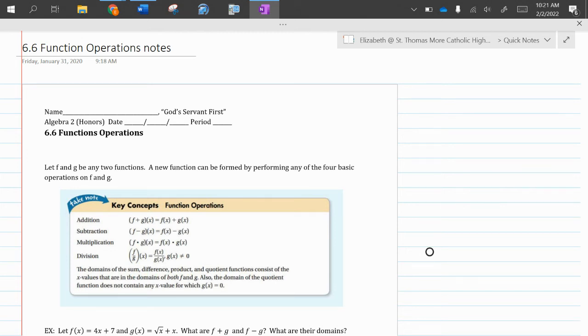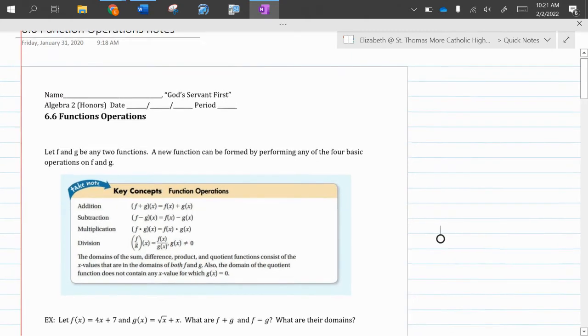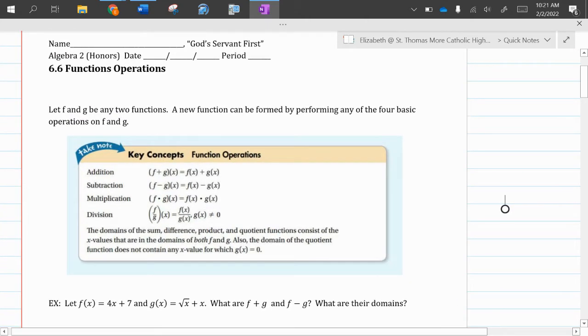We're going to talk a little bit about operations with functions. So if we let f and g be any two functions, a new function can be formed by performing any of the four basic operations. In other words, if we have two functions, we can add them together, we can subtract them, we can multiply them together, or we could divide them.